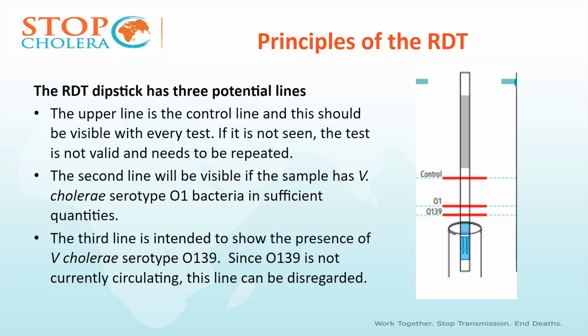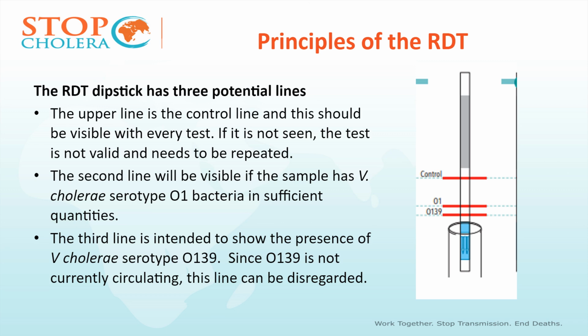The third line was included in the test to detect another serotype, O139. This other serotype was the cause of an outbreak 20 to 30 years ago, but it has now disappeared, and it never appeared in Africa. However, the RDTs we now have available continue to have the line for O139. We feel that the test would be better if the line for O139 is not included, and we anticipate that a new RDT may become available that will have only the O1 line.